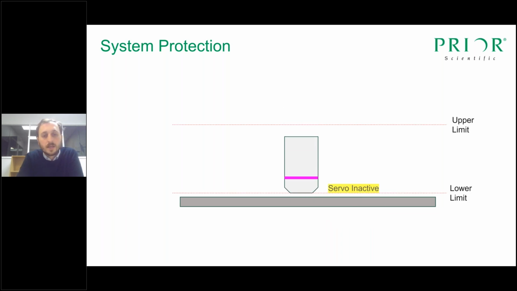If we go through this next example, what we call our servo limit function allows us to set a fixed range from the point of activating the autofocus through which the objective can move, and outside of that range, the servo will temporarily deactivate.